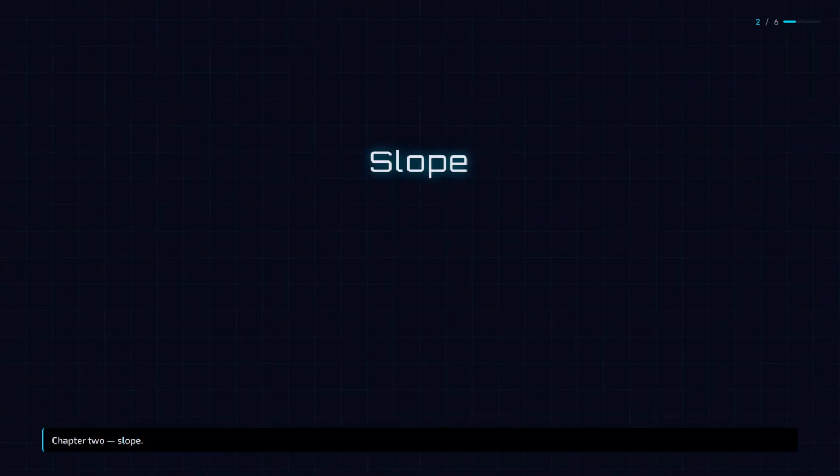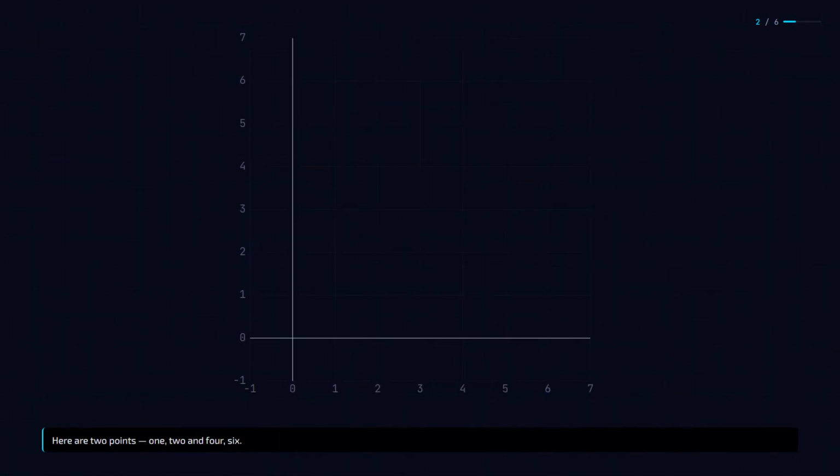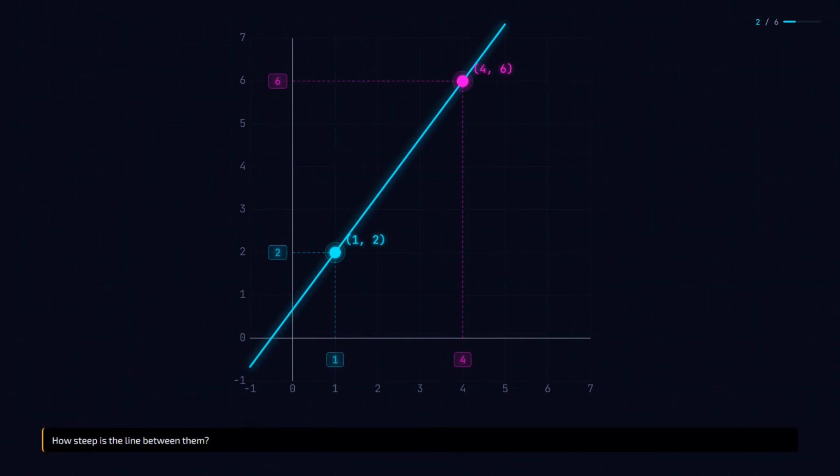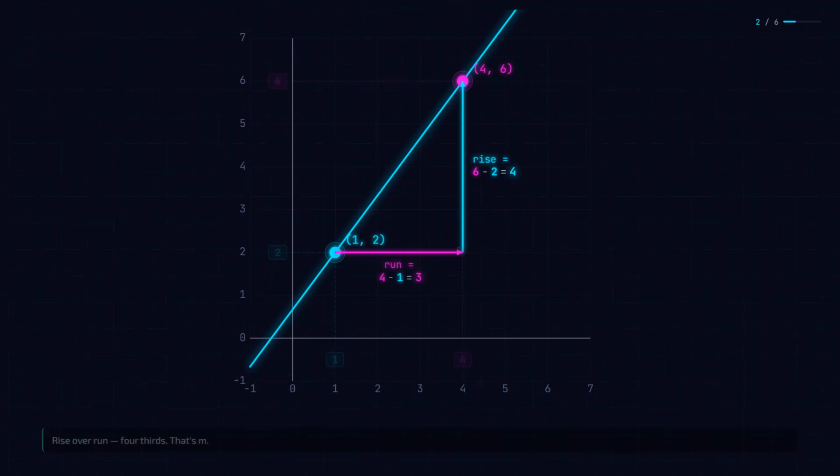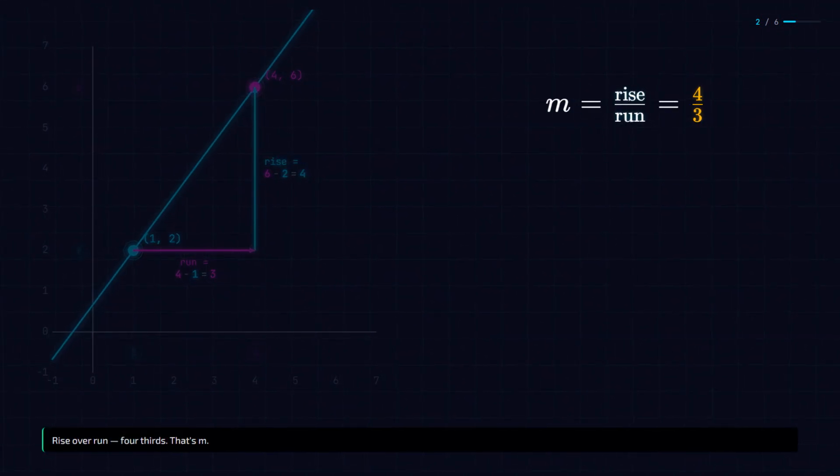Chapter 2, Slope. Here are 2 points. 1, 2, and 4, 6. How steep is the line between them? Drop down from 6 to 2. That's 4, the rise. Then across, 1 to 4. That's 3, the run. Rise over run, 4/3. That's M. And here's the thing.